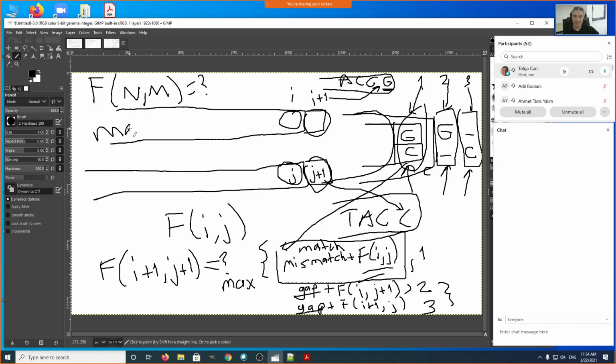It's going to be the maximum of these three things. Maximum of match or mismatch, depending on whether the last characters are the same, match or mismatch plus f(n-1, m-1), or gap plus f(n, m-1), or gap plus f(n-1, m). Okay, I will look at these three choices.